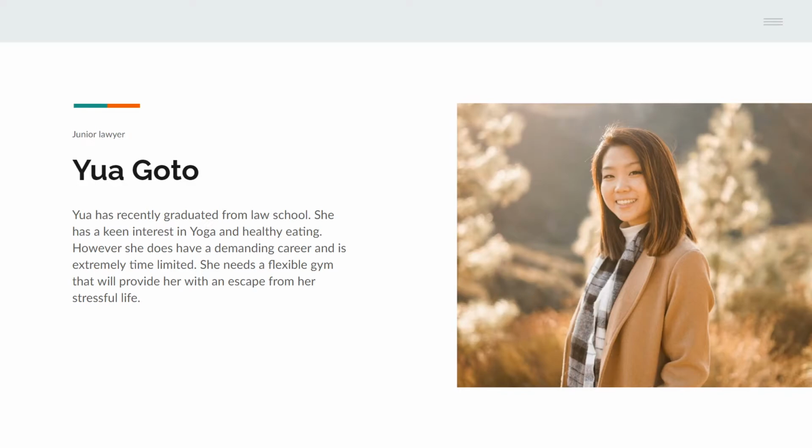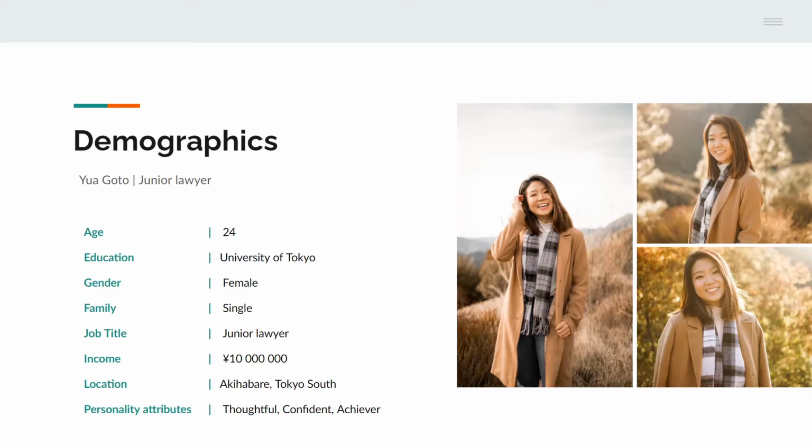This is Yua Goto. She is a junior lawyer and recently graduated from law school. I've also written a backstory for her, and I've gone through some of her demographics as well. She's 24, so between her and the gentleman we had first, they're between 24 to 27 years old, maybe 29 as well. And let's talk about her education. She's from the University of Tokyo, female, single, junior lawyer with an income of about 10,000 yen annually, and her location is Akihabara, Tokyo South. Again, forgive me if I'm butchering that.